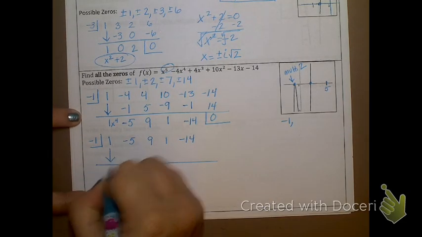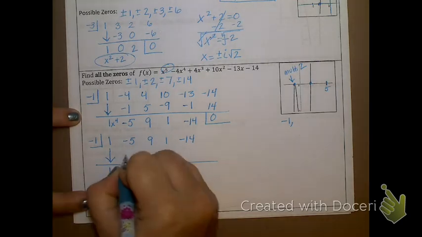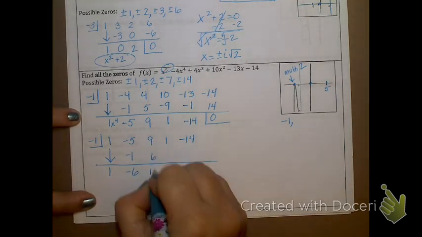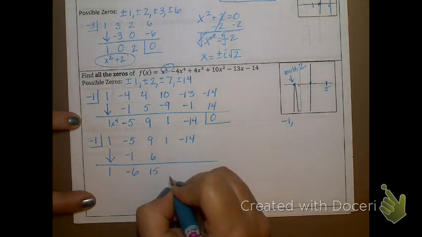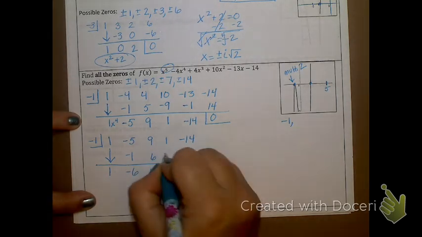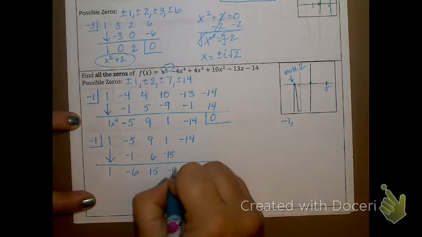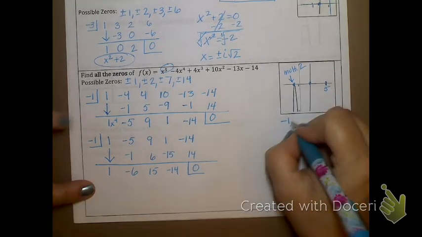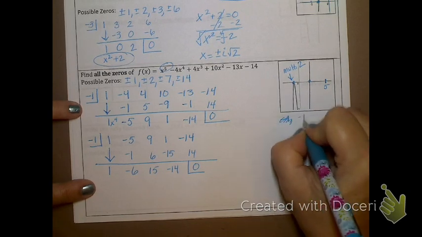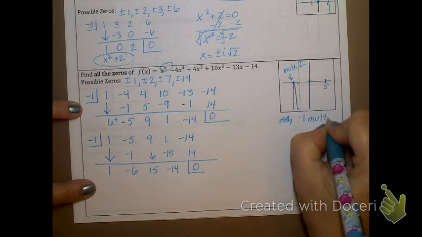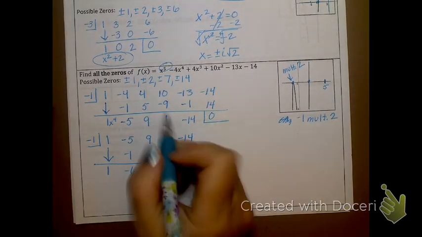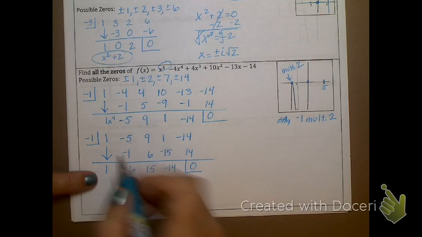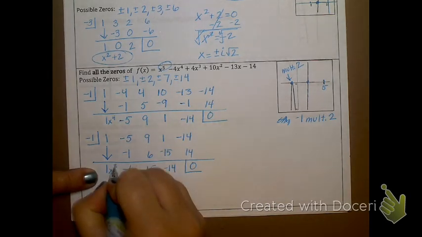So let's do it again. -6, 6, 9 and 6 are 15. Yeah? That's -15, -14, 14, 0. It works again. So I'm going to say -1 with a multiplicity of 2 because it took me from a 5th degree to a 4th degree and from a 4th degree now down to a 3rd degree.